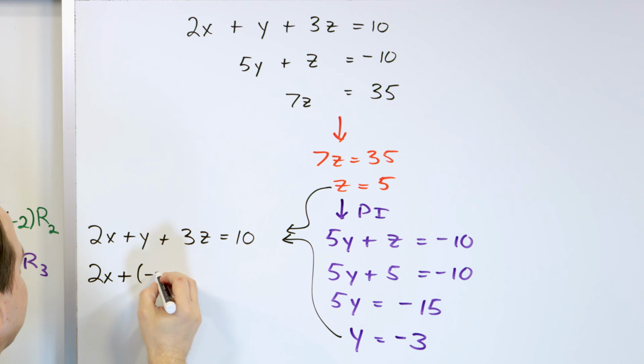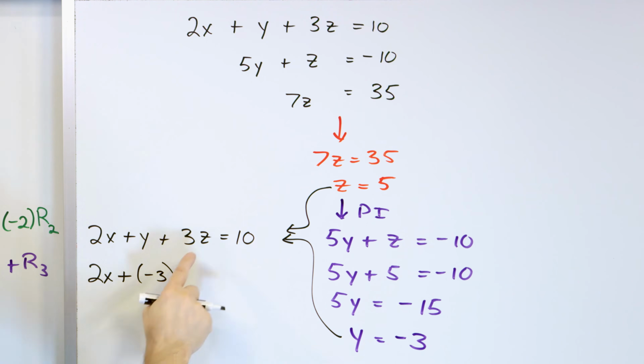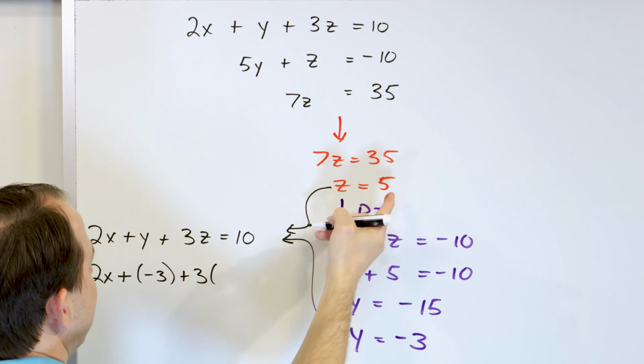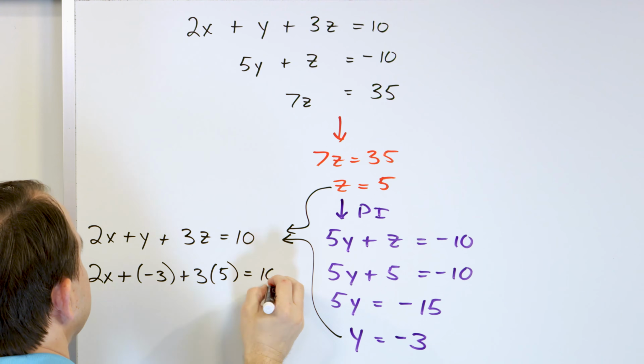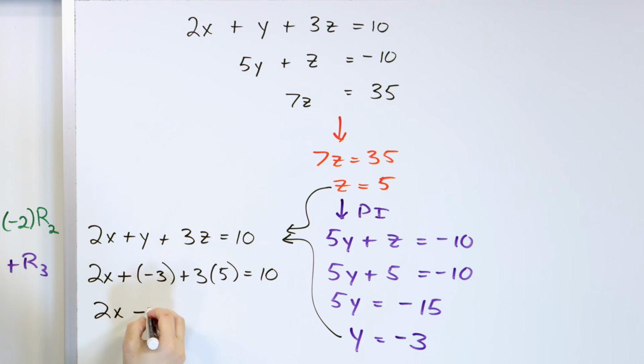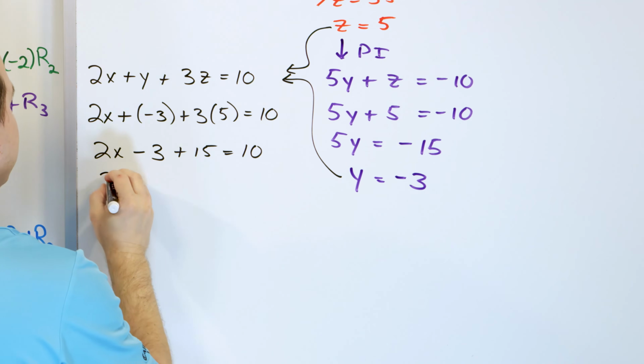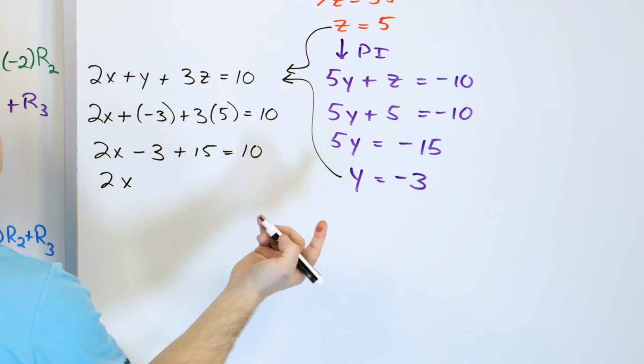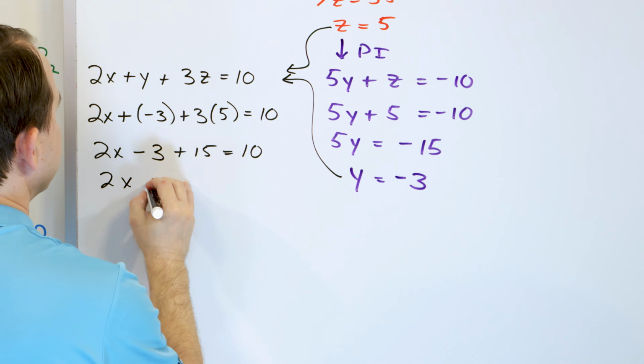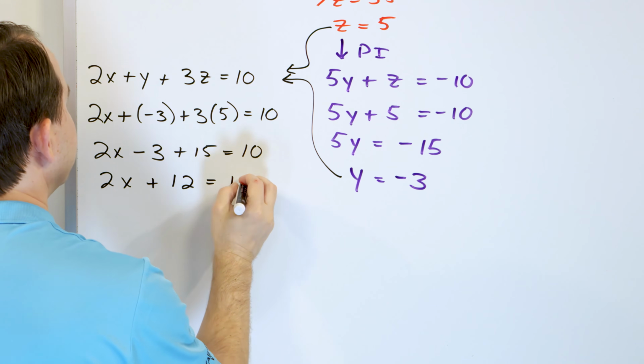Y is negative 3. Don't forget to wrap that in parentheses. 3 times z, where now we know z is 5, is equal to 10. So we have 2x minus 3, which gives us 15 equals 10. So we have 2x. Now, what is 15 minus 3? 15 minus 3 is 12. So we'll have 12 is equal to 10.